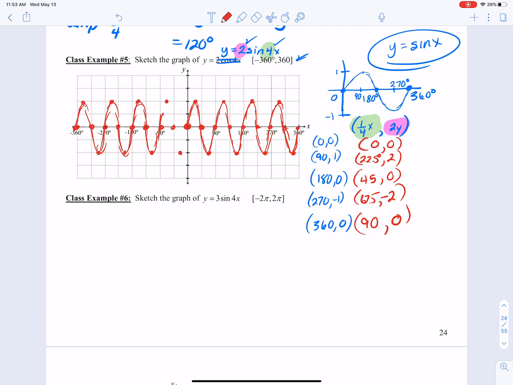So it is an expectation that you're able to graph these without using your graphing calculator, because it shows your knowledge of transformations. Is it wrong for you to graph it on your calculator and check it out? No.